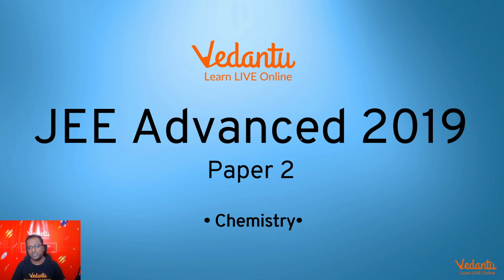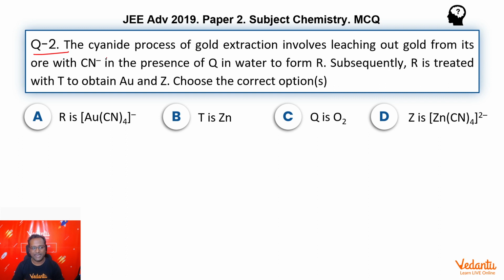Today we are going to talk about JEE Advanced 2019 Paper 2 and question number 2. Now this is a multi-correct type question, so be a bit careful.